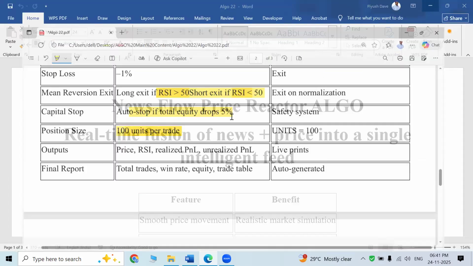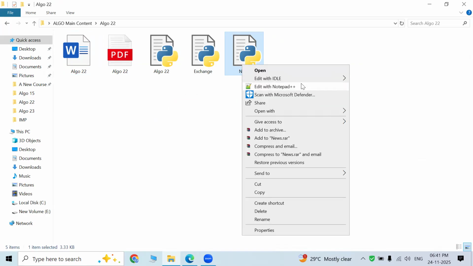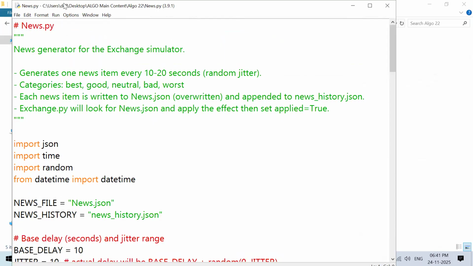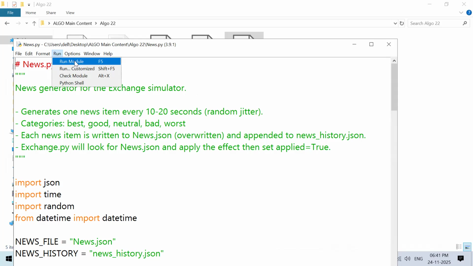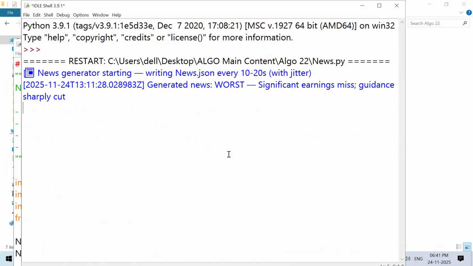Okay, so now let me show you how this actual algo works in a market simulation environment. So this is my file which generates 5 different kinds of news, and this is so random in nature that we don't even know what news is going to come in each iteration. So every 10 to 15 seconds, this is going to generate some news. Let me read it out for you. For the first, the news generated is worst, and that is significant earning miss, guidance sharply cut. So this is worst news for a stock.